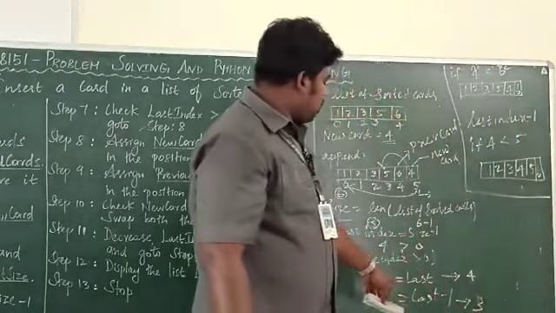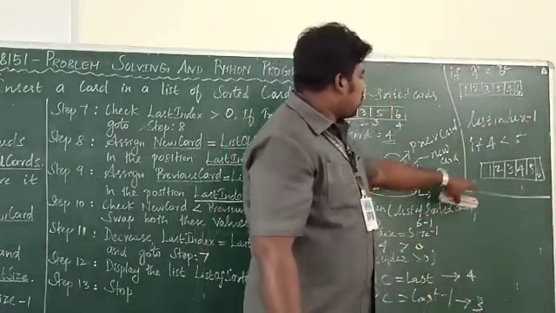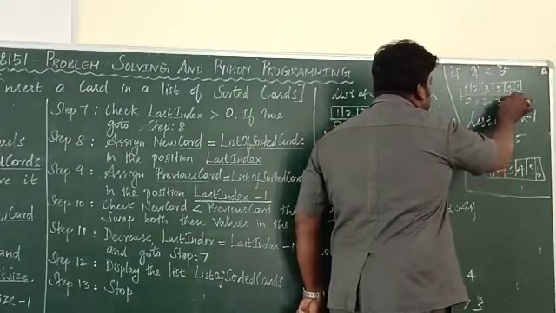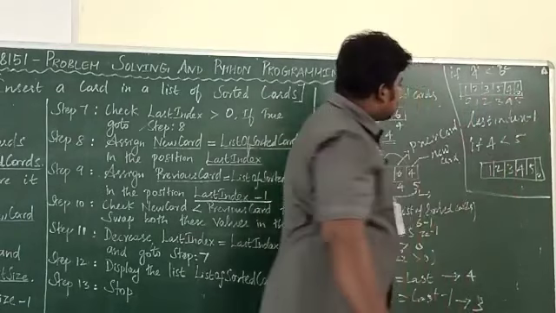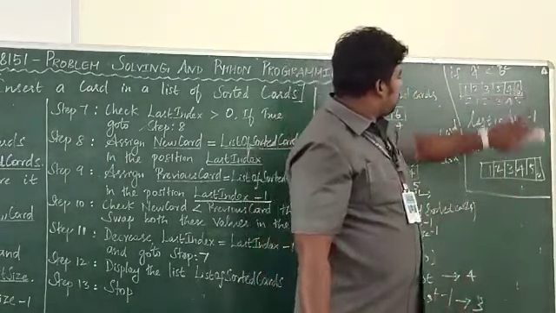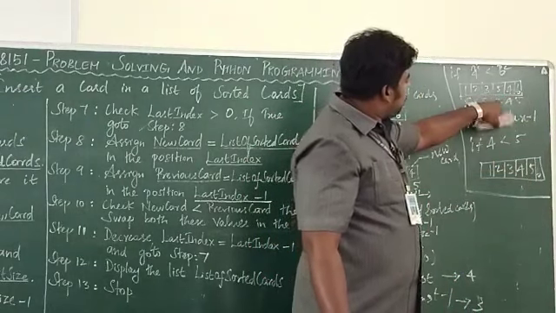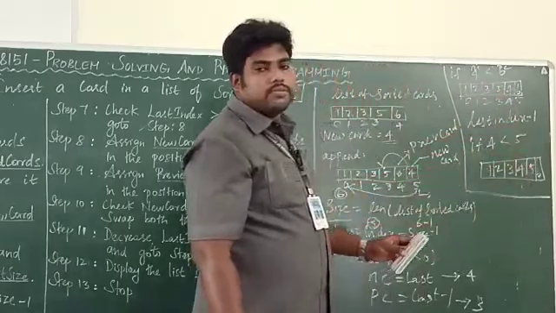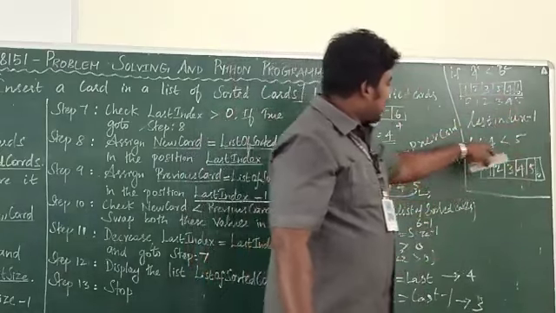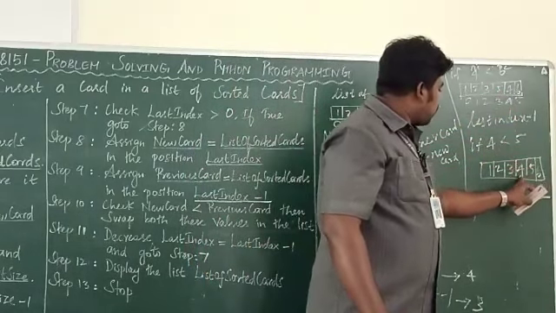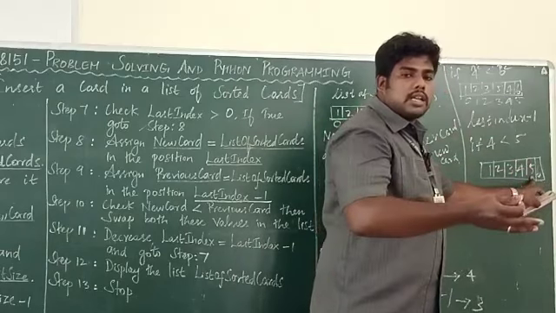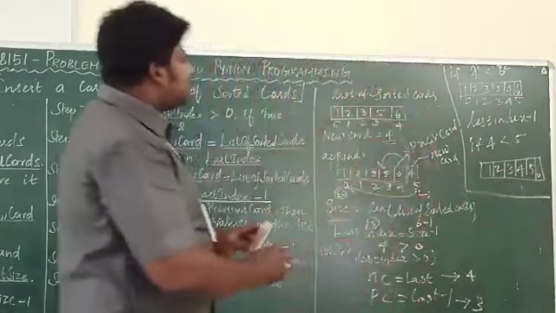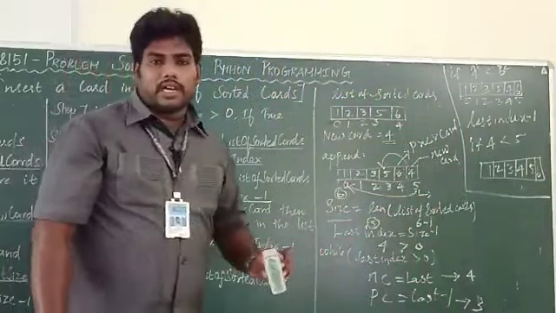Okay, last is 4. 4 minus 1, 3. So here, 0, 1, 2, 3, 4, 5. Now, in the fourth location, which one is there? 4. And previous, 3. In the third location, 5 is there. 4 less than 5. Again, we are checking the condition. So, we are swapping. 5 will come in the last and 4 will come this side. So, this is the logic behind the list of sorted cards.